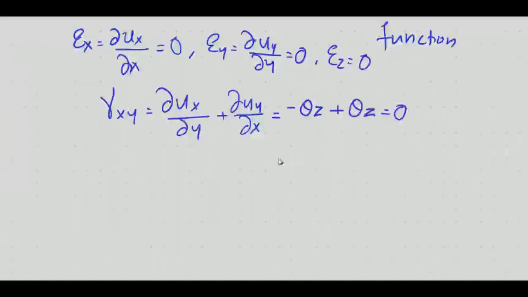Now we can obtain tau xz, that is equal to dou ux by dou z plus dou uz by dou x.